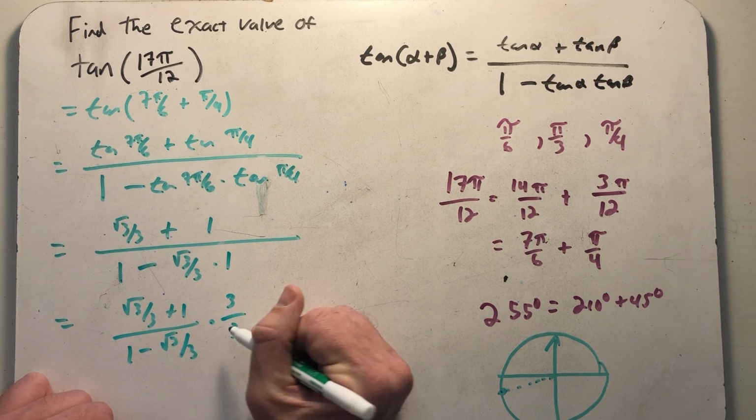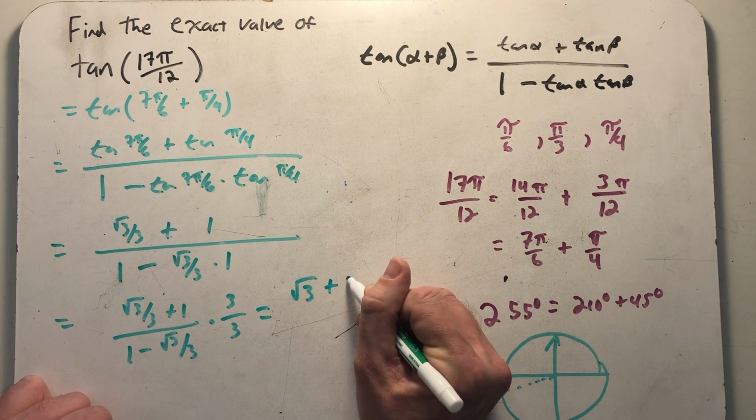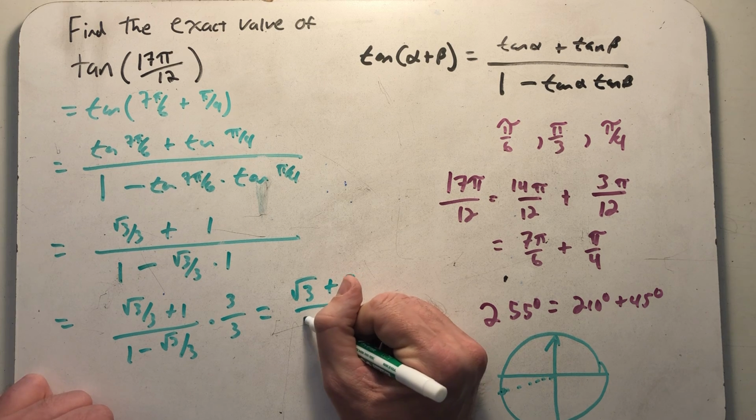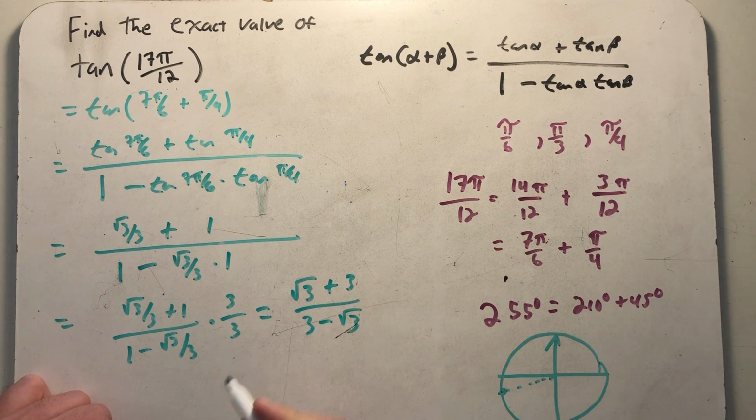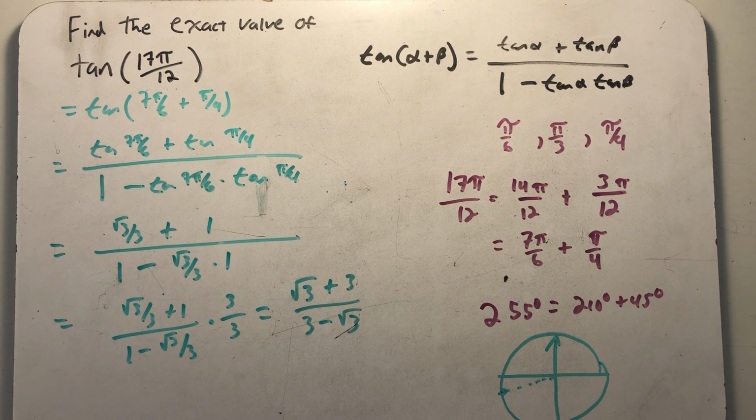And I can multiply top and bottom by 3 to clear the equation of fractions, and I get root 3 plus 3 over 3 minus root 3. And there's an exact value for the tangent of 17 pi over 12: root 3 plus 3 over 3 minus root 3. And assuredly, we could rationalize that denominator and simplify our fraction, but I'm going to leave it just like that.